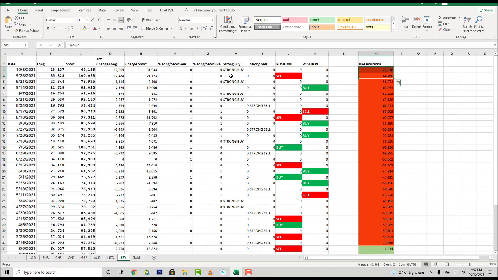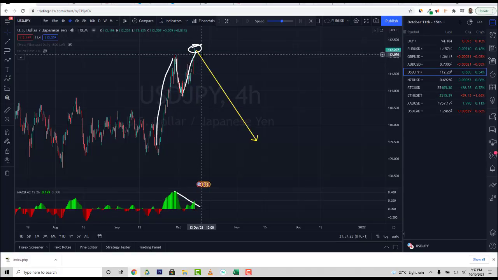JPY says strong buy. Do you see that here, guys? And what does that mean? If JPY says strong buy, that means it's not good for US dollar. That means JPY is going to gain strength against the US dollar, which of course the direction is downwards.